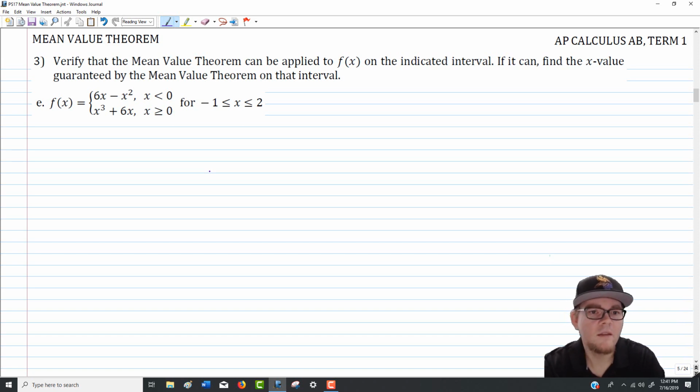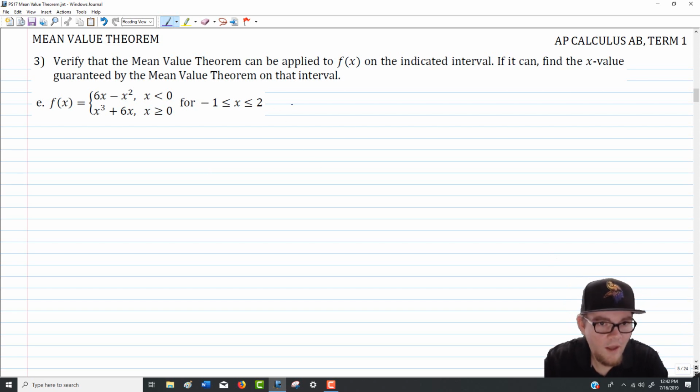So again, we're trying to verify that the mean value theorem can be applied. If it can, we want to find the x value guaranteed by the mean value theorem. Interestingly enough, because we have a piecewise function, we really can't do anything. We can't even attempt the mean value theorem until we know for sure that this function even works on the interval established here, which is going from -1 to 2.